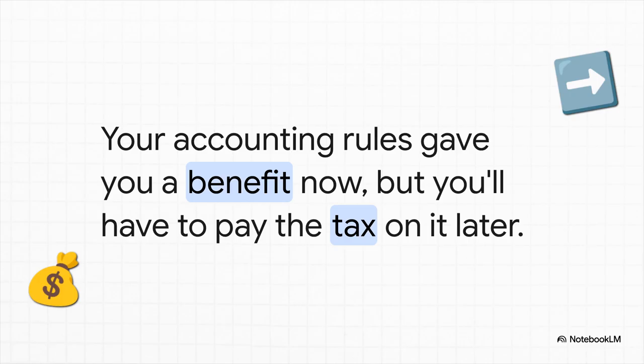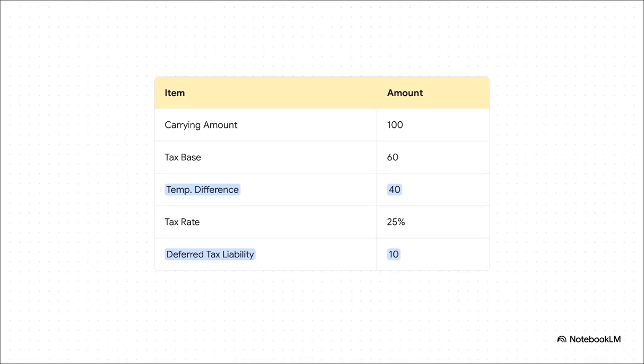But it's not a free lunch. IAS 12 forces you to put a liability on your books, basically saying, yeah, we got a benefit today, but we know we have to settle up with the tax office for it later. Let's put some actual numbers to this to make it real.